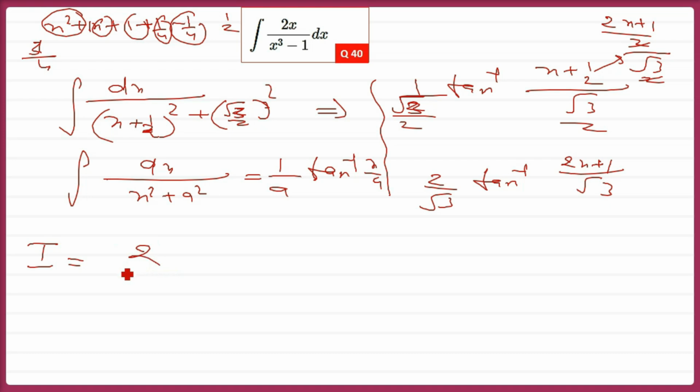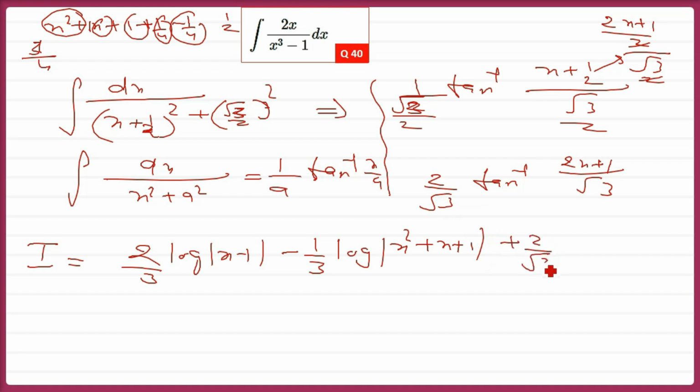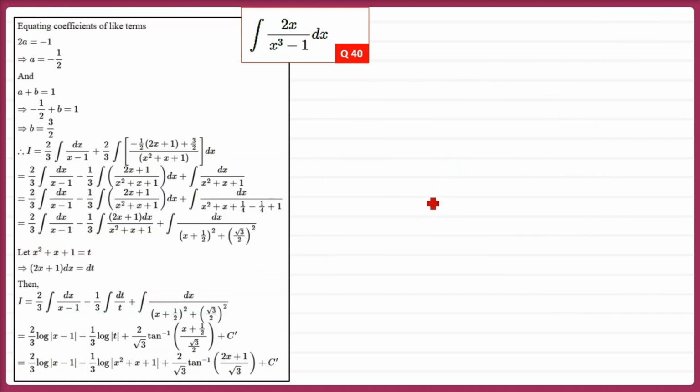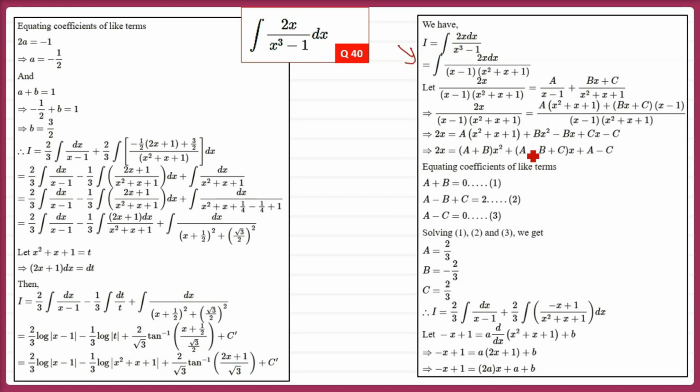If you remember, the first term was 2 by 3 log modulus of x minus 1. The second, I told you, is negative 1 by 3 log modulus of x square plus x plus 1. And the third term is 2 by root 3 tan inverse 2x plus 1 divided by root 3 plus a constant of integration. It's your final answer. Now I divided various parts and showed it to you. Let's see a compiled version. So this is how you are going to write it. From here you are going to start. All the things which I told you are here, but I told you how each part will be done, and the composite part is in front of you.